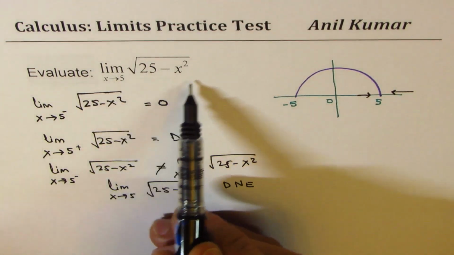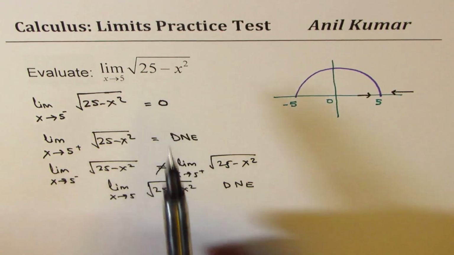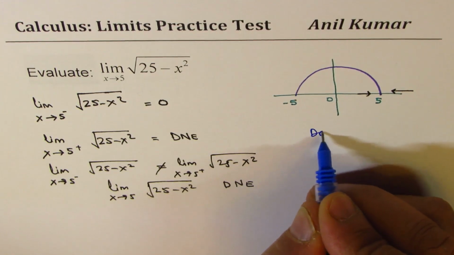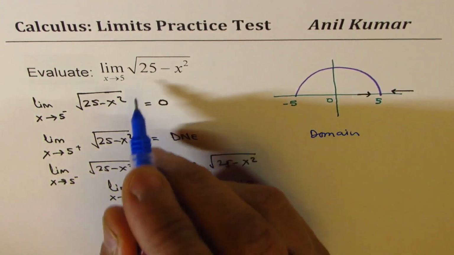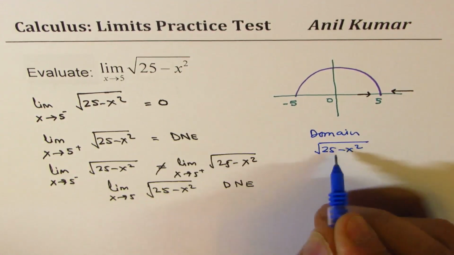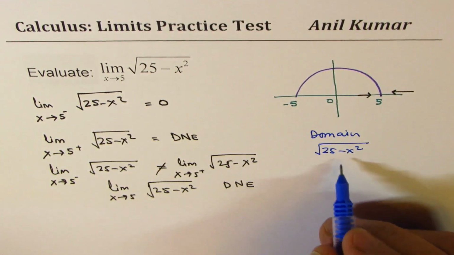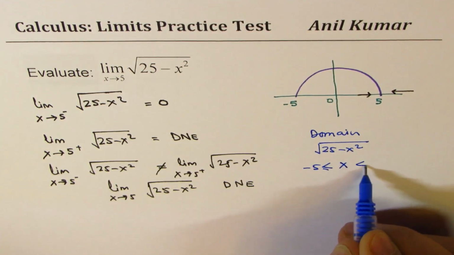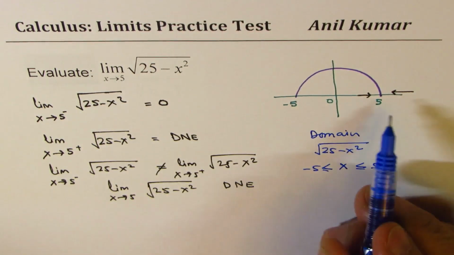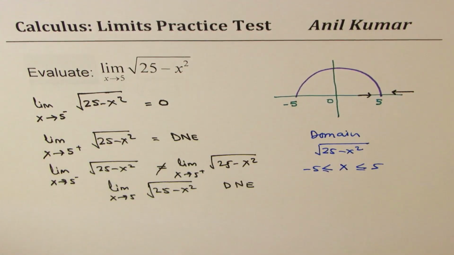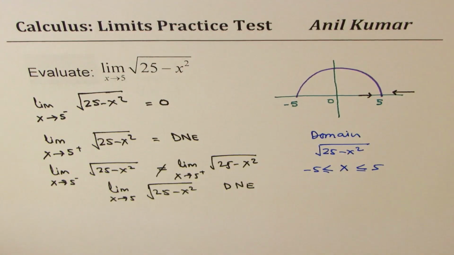Now clearly the domain of this function is within plus minus 5. So the alternate method could be to find the domain. The domain for square root of 25 minus x squared is that x is between minus 5 and plus 5, correct? So you cannot approach from the right side. That is the reason that this limit does not exist, correct?